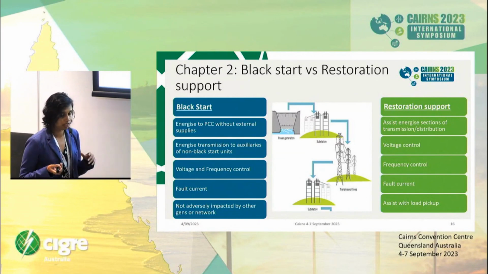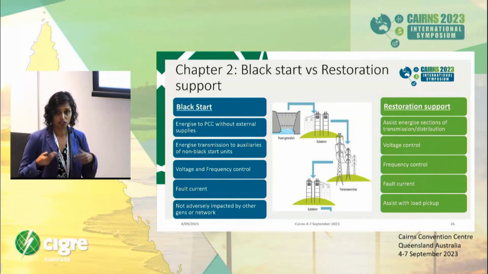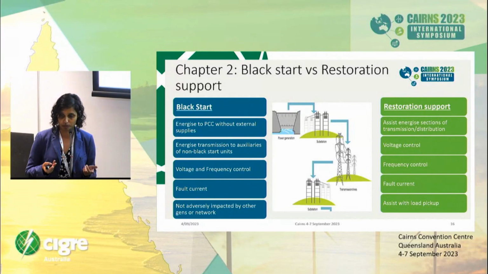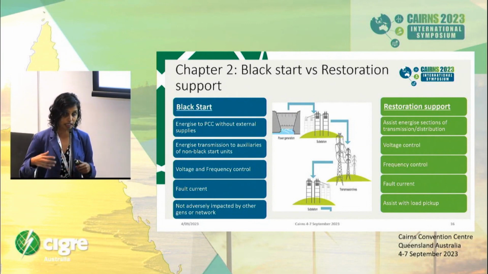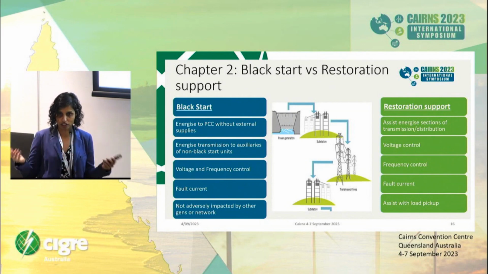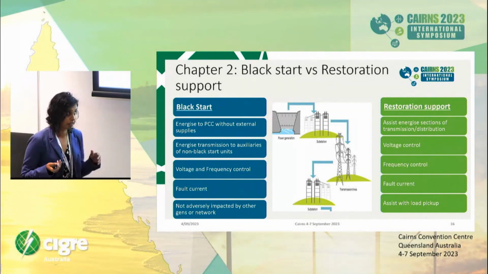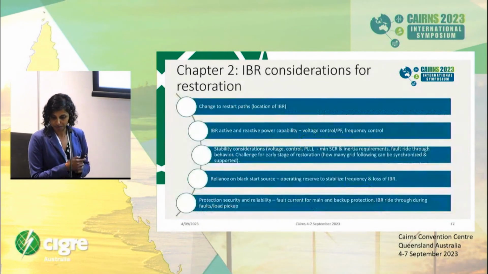The other consideration is that these black start sources have to be resilient enough not to be adversely impacted by other generators and network that are being re-energized during the process. Restoration support, on the other hand, assists energization of lines and transformers in conjunction with black start sources. They can also provide voltage control and frequency control to reduce the burden on the black start source so you can energize other longer lines, as well as provide the much needed fault current and obviously pick up load.